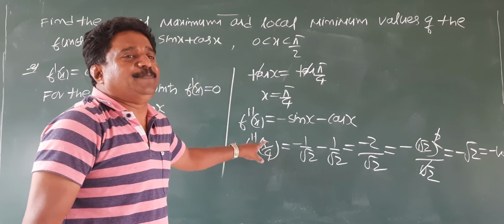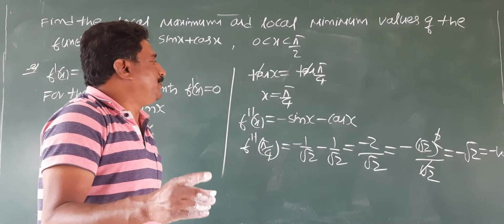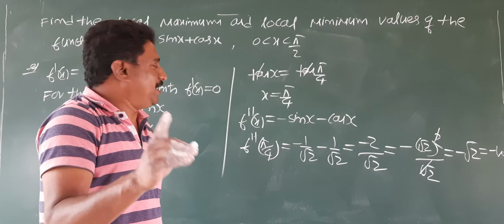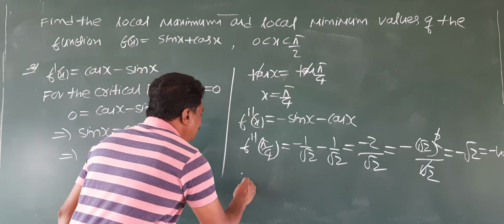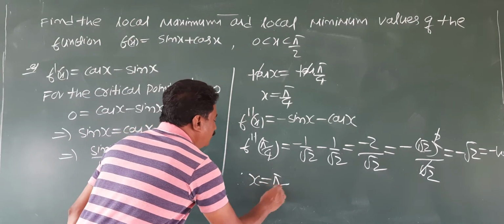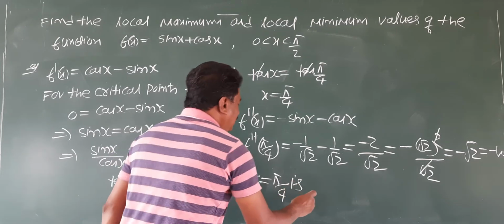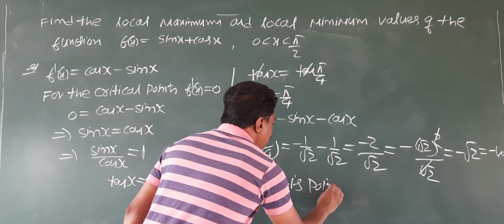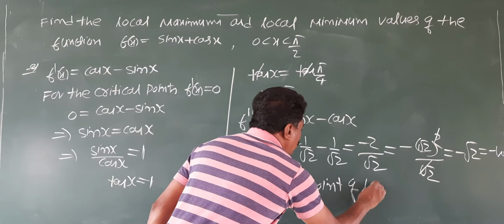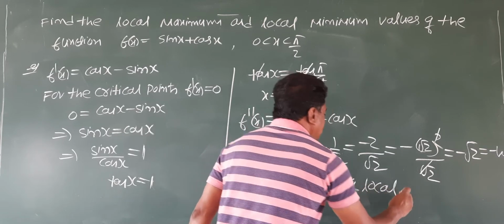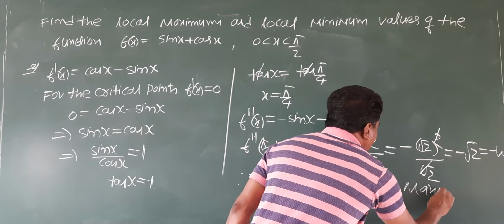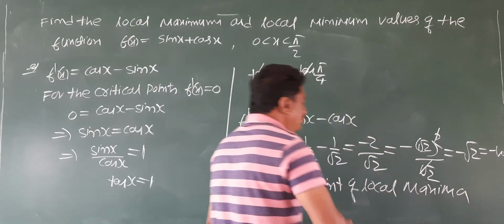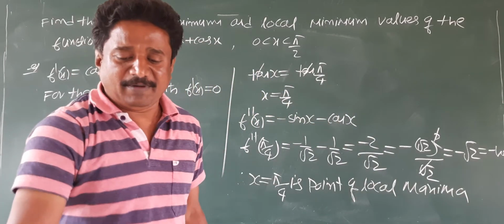x is equal to pi by 4 should be a point of local maxima. So therefore, x is equal to pi by 4 is a point of local maxima.